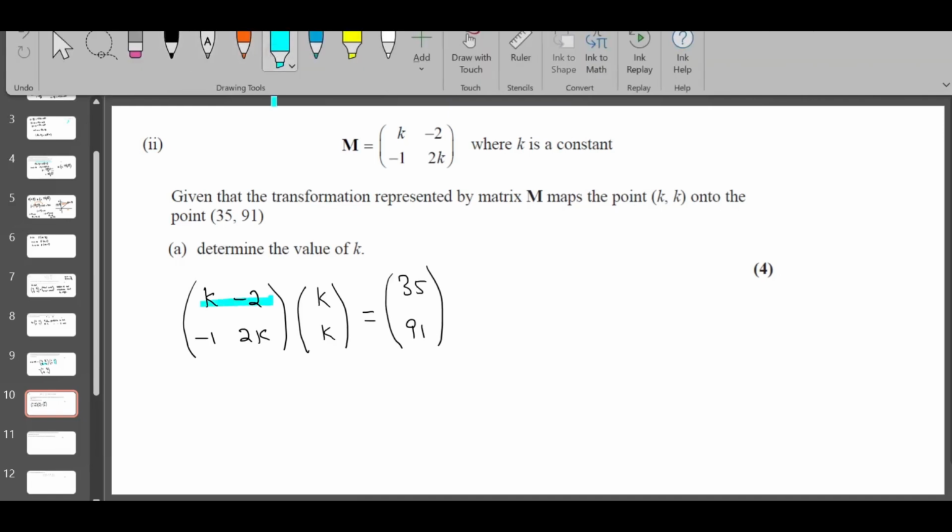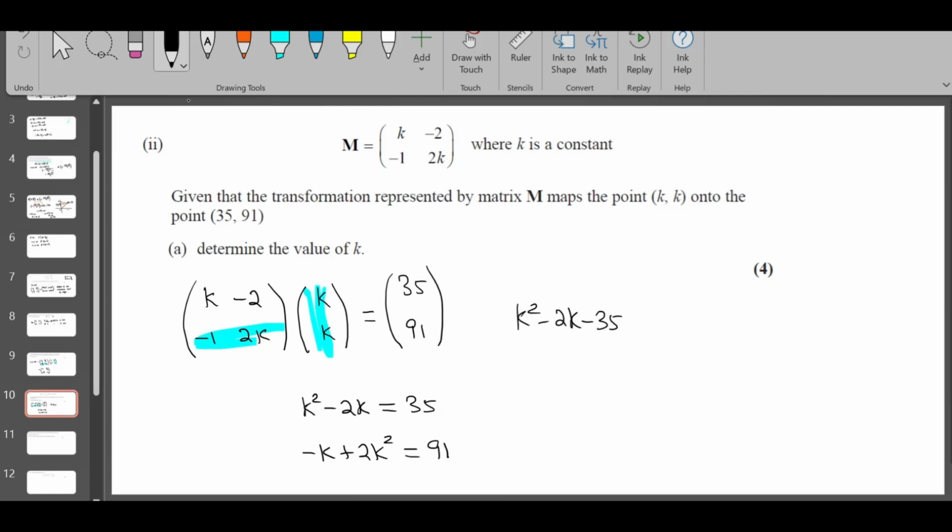Take the first row, multiply by the first column here. So k squared minus 2k equated to 35, and then if you take the second row multiply by the first column, you are going to get minus k plus 2k squared is equal to 91. We need to solve these two quadratic equations separately and find the common value of k that satisfies both of these equations. So the first one is k squared minus 2k minus 35 is 0, and 2k squared minus k minus 91 is 0.